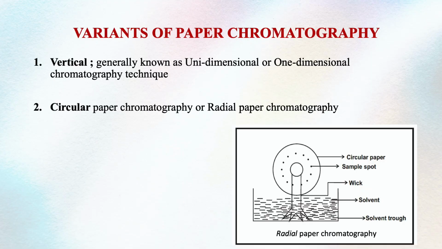Since we are talking about paper chromatography, let us look at the variants of paper chromatography. There is ascending and descending, and apart from that, there is one more type called circular, or disc, paper chromatography, where the paper we use is in circular form and the rest of the procedure remains the same.